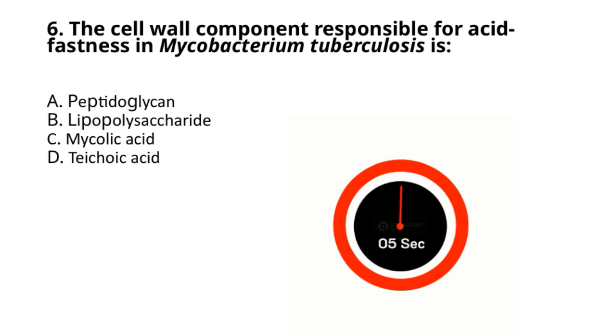This waxy layer is what gives Mycobacterium tuberculosis its characteristic acid fastness, meaning it can resist decolorization by acids during staining procedures. This feature is really important because it helps us identify these bacteria under the microscope and also contributes to their resilience and pathogenicity. Recognizing mycolic acid as the key component here ties into the larger theme of how bacterial cell wall structures influence their disease-causing ability and our diagnostic strategies.